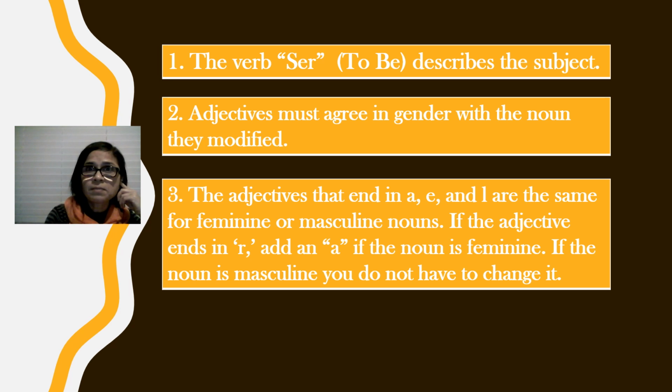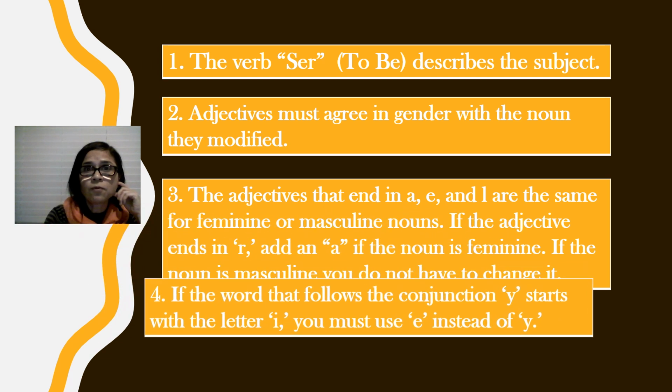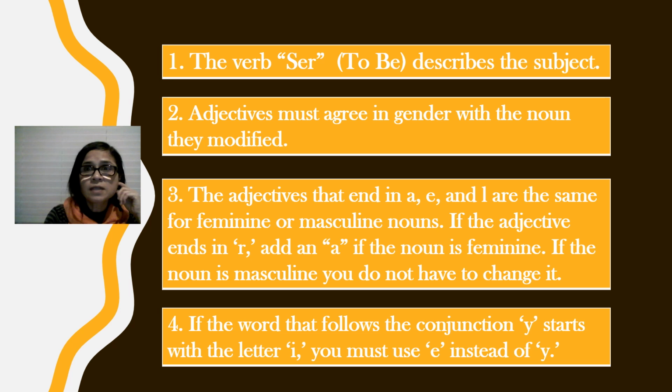So it's going to be the same ending for feminine or masculine. Now, if the adjective ends in R, if the noun is masculine, you are going to leave that ending R. But if the noun is feminine, you have to add an A. And four, when you are using the conjunction Y in Spanish, if the word that follows the Y starts with the I or the sound I, which in Spanish is E, you must use E instead.